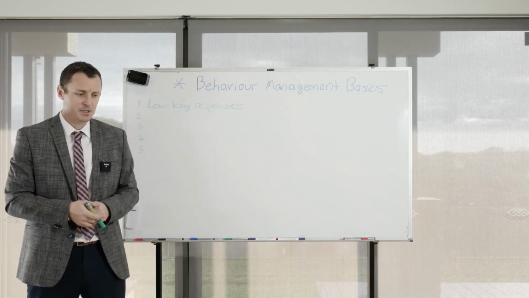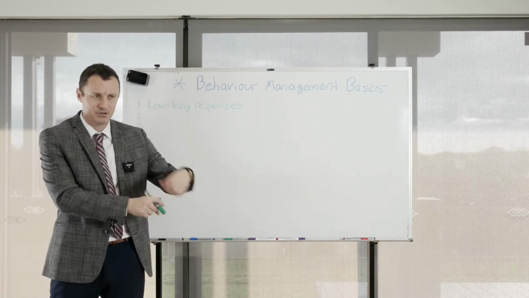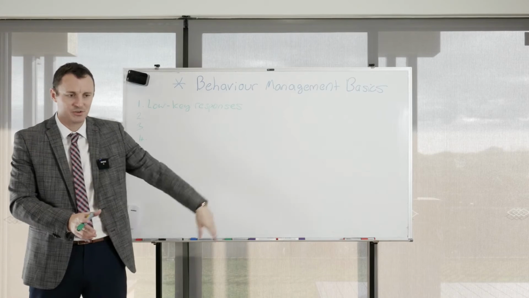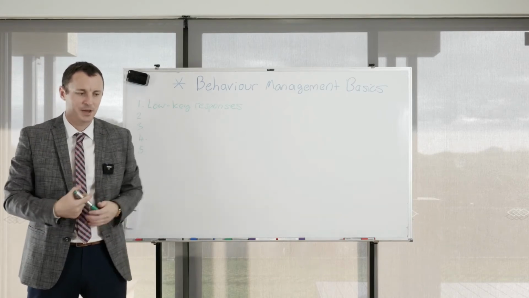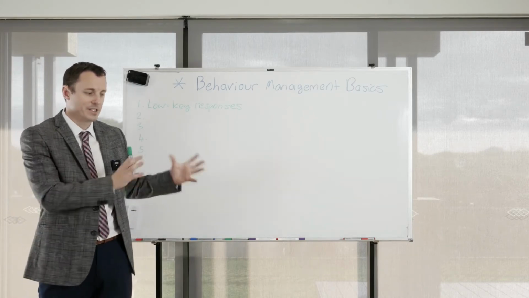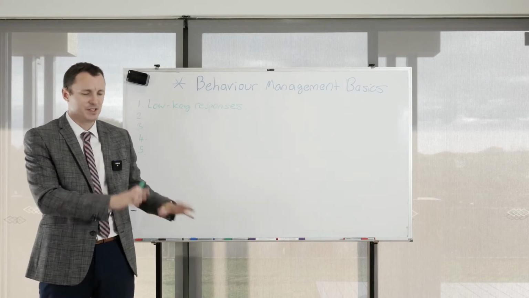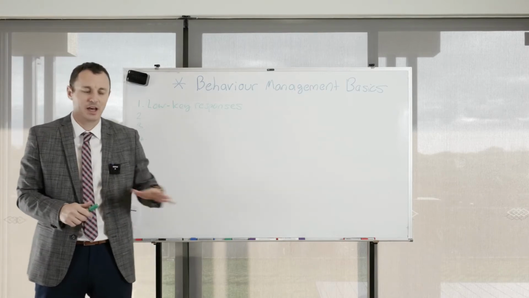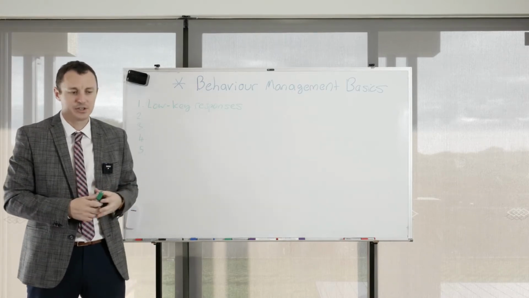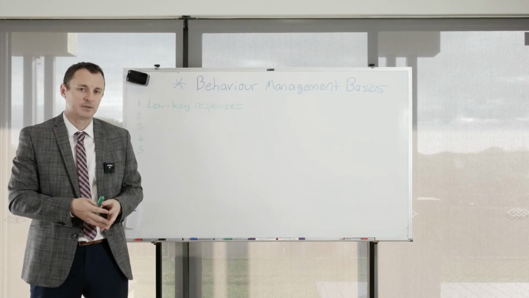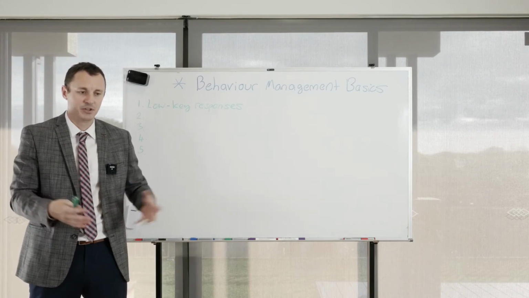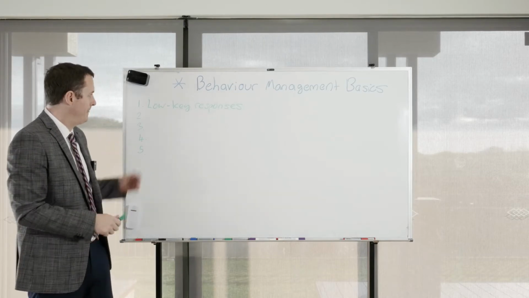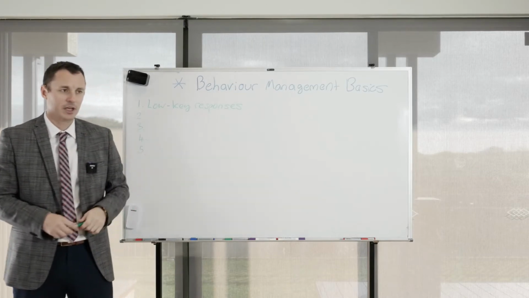Proximity is another low-key response, because you're standing or sitting or just positioning yourself in or around certain students who are likely to or have recently had behavioural issues, say they were whispering or something like that. Positioning yourself in that area is a way of basically telling students, I'm aware of what's going on here. If you continue, obviously I'm going to have to intervene and we're going to have problems. So that's the basic idea behind low-key responses.